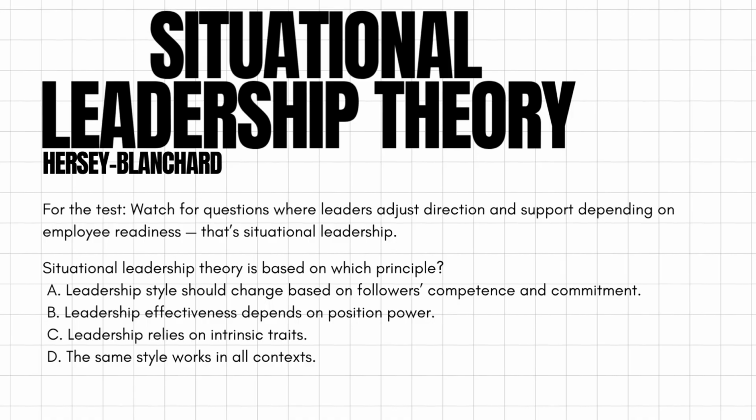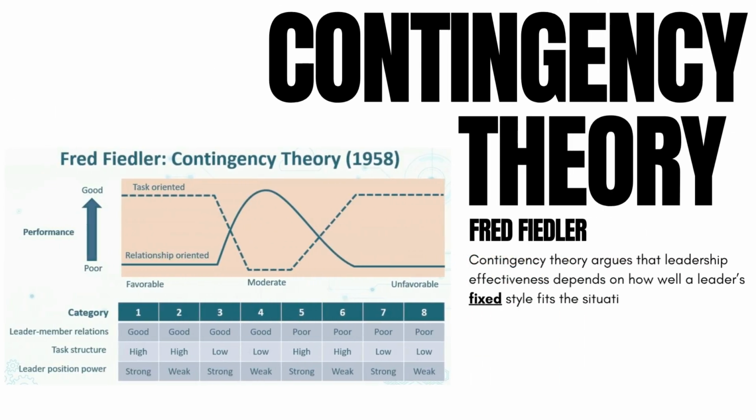Here's a question. Situational leadership theory is based on which principle? A. Leadership style should change based on followers' competencies and commitment. B. Leadership effectiveness depends on position power. C. Leadership relies on intrinsic traits. Or D. The same style works in all contexts. The answer is A. Leadership style should change based on the follower's competence and commitment. That's situational leadership.